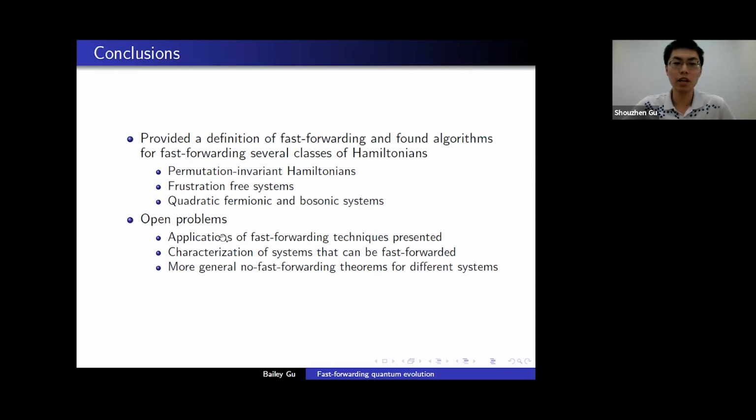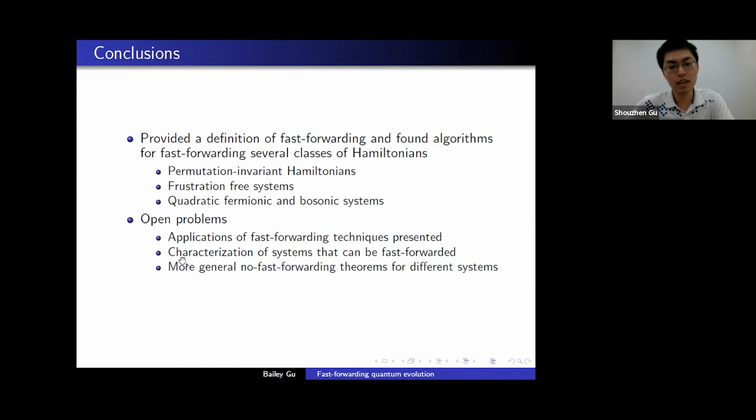There are still some open problems that remain. One of them is to find applications of these techniques that I've described. For example, the Lie algebra diagonalization technique is pretty general, right? It doesn't just work for quadratic fermionic and bosonic systems. So it would be interesting to see if there are other physically relevant systems that could be fast forwarded using that framework.